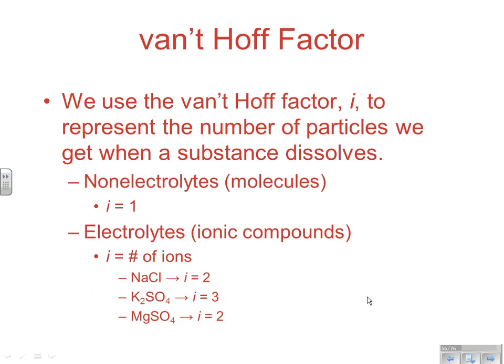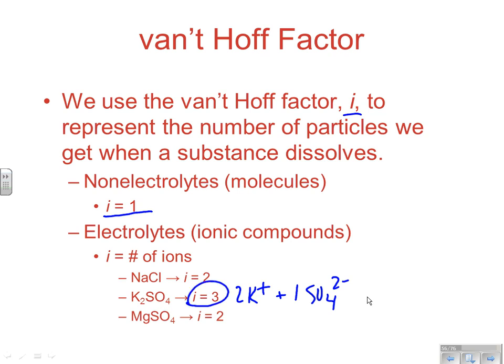Now, what we're going to use is what's known as the Van't Hoff factor, and you should remember this from last year in AP Chemistry, and that's basically the i value that we're going to use to represent the number of particles that you get when a substance dissolves. Now, for non-electrolytes, molecular substances, the i value is just 1. But when you're dealing with an ionic compound, the i value is related to the number of ions that you get. So for something like sodium chloride, which has a cation and an anion, its i value is going to be 2. Whereas something like potassium sulfate dissolves into 2 K+ ions and 1 sulfate anion, so you get a total of 3 particles for something like potassium sulfate.